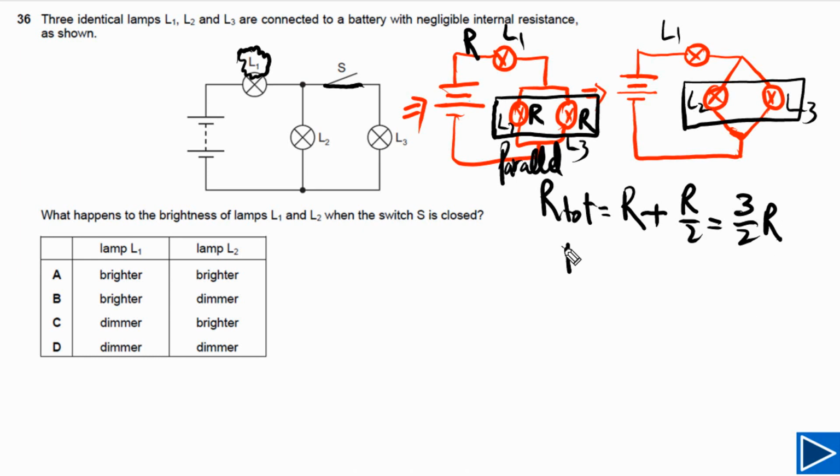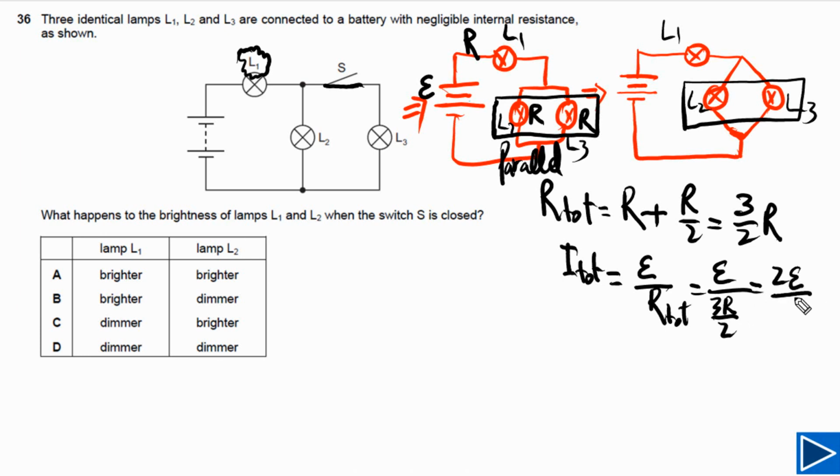Now let's calculate the total current in the circuit. I total is equal to the EMF of this power supply, let's say E, divided by R total. R total we have already calculated, so we just need to divide the EMF by R total. It is E divided by 3R by 2, which simplifies to 2E over 3R. So this is I total.